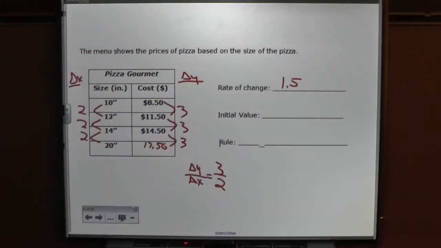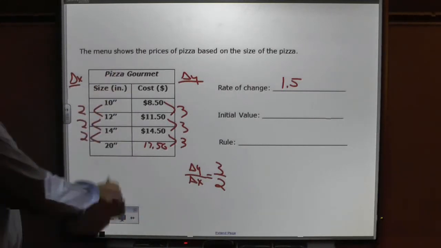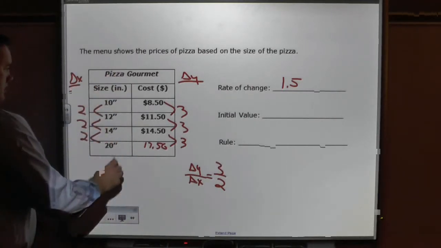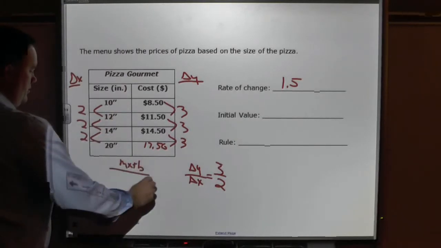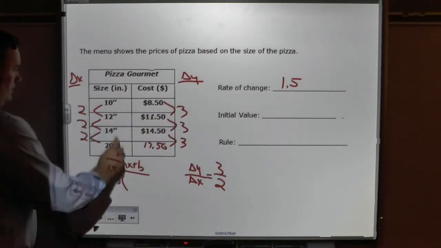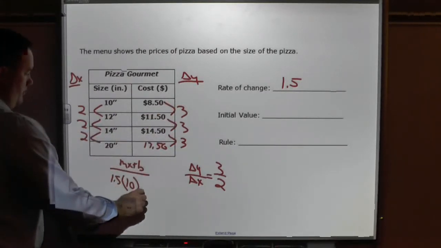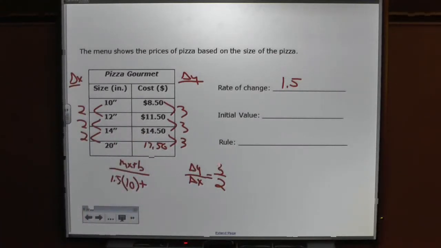The initial value, well, again, we're not given a process column. So if you want to create your own, when we do this, mx plus b, we're going to take the rate of change, which is 1.5, times the value of x, plus some number has to give you 8.50. Right?